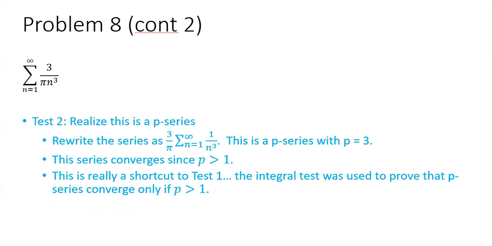Method 2, we could just realize that this is a p-series. Right? If we pull this 3 over pi out, it's just a constant. This is a p-series, so p equals 3, and we know p-series converge when p is greater than 1. So this will converge as well. The reason I put this as test 2 is this is what the test prep book actually said to do. However, if you remember how we derived this p-series rule, that p greater than 1 means it's convergent, it's from the integral test. So really, this is just a shortcut of the integral test, method 1 that we just did.